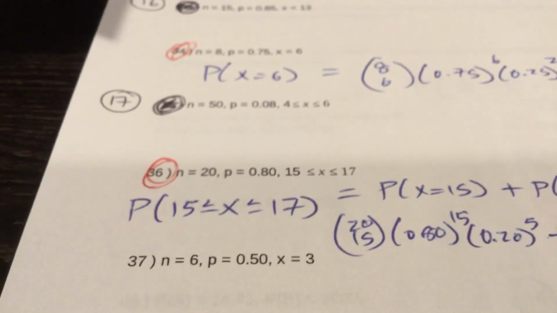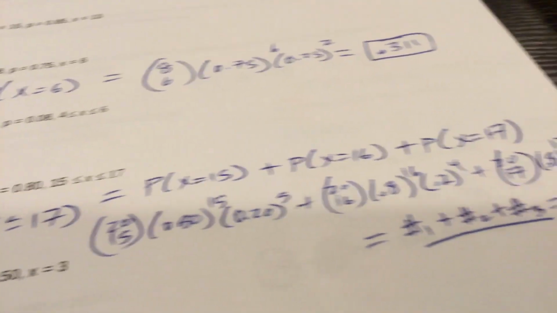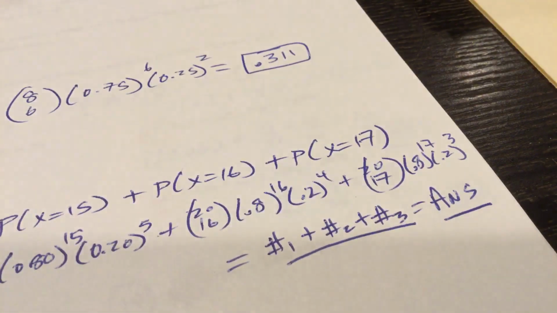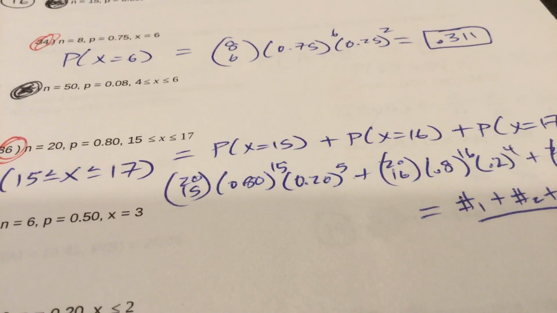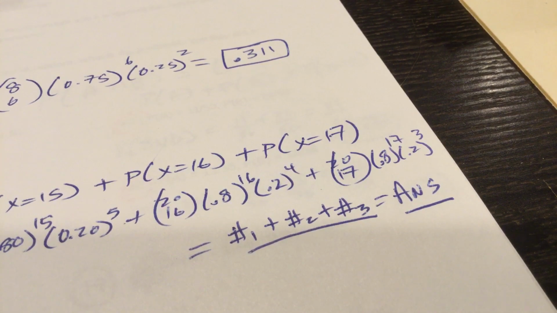Now, 17 is identical pretty much to 36 here. You write the statement, probability that x is between 15 and 17 would be the probability x is 15 plus probability x is 16 plus probability x is 17. That's how you would set up the work. I do want to see the work like this. So this is all from chapter 13. All right.